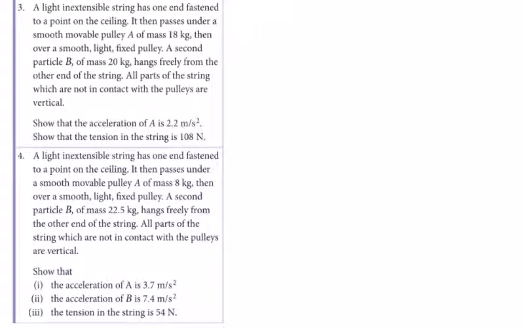Question three. A light and extensible string has one end fastened to a point on the ceiling, then passes under a smooth movable pulley A. The second particle, of mass B, after it goes through this fixed pulley, hangs from the other end. So I've got my fixed pulley, I've got A, and I've got B.